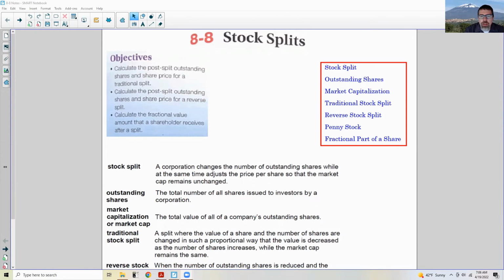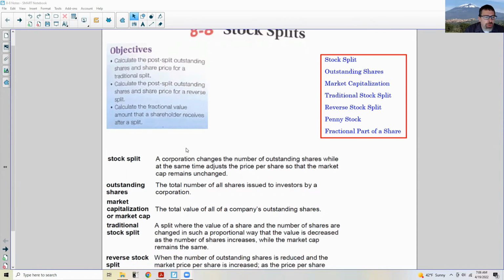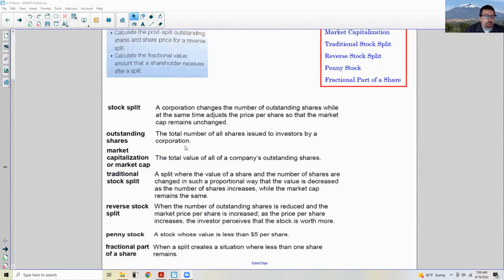So there are a few definitions here. I'll go through those. A stock split is when a corporation changes the number of outstanding shares while at the same time adjusting the price per share so that the market cap remains unchanged. Did everybody hear that? Market cap does not change.